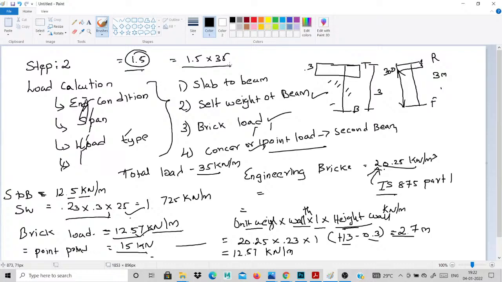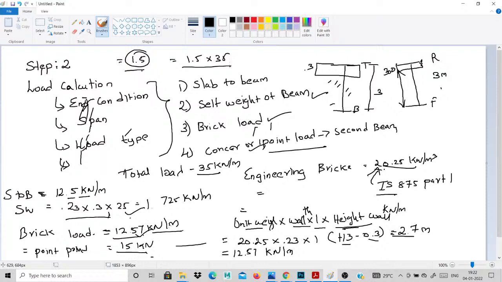Understand that. Step 1 is the depth calculation. Step 2 is the load calculation. You know the yield line theory, then you calculate the load, the slab load to the beams. Okay. If you do not know the yield line theory at all, it goes wrong in the beam calculations.